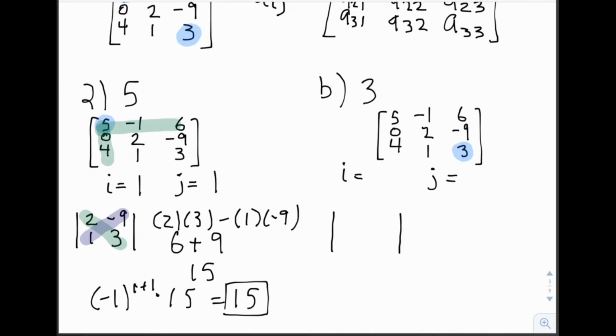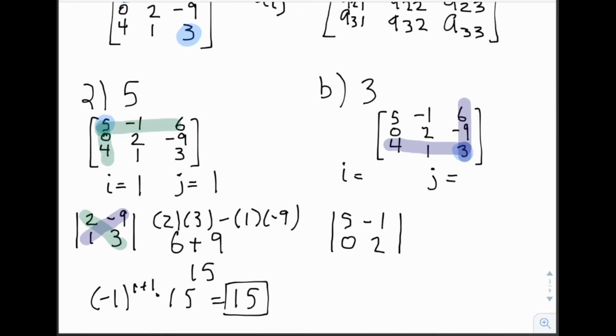Okay, let's go ahead and look at b here. We want to go ahead and try to find it of 3 now. So we can eliminate this column here and eliminate this row here and write our remaining elements. So we have a 5, a -1, a 0, and then a 2.